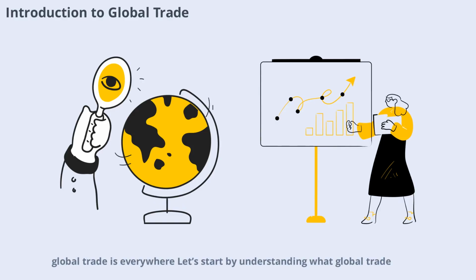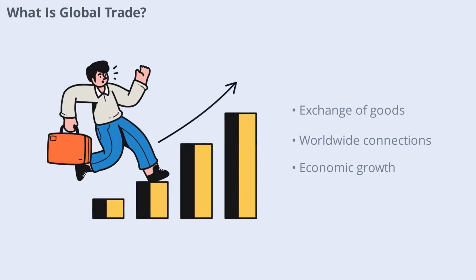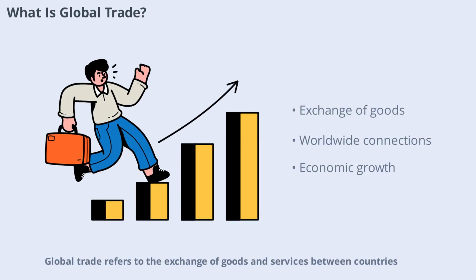Let's start by understanding what global trade means and why it matters to economies, businesses, and individuals alike. Global trade refers to the exchange of goods and services between countries. It's the backbone of the modern economy, allowing nations to access products they don't produce locally and to sell their own specialties abroad. This exchange creates opportunities for growth, innovation, and cultural exchange. Whether it's coffee from Brazil, electronics from Japan, or cars from Germany, global trade connects people and businesses worldwide. Understanding global trade is essential for grasping how economies interact and depend on each other.